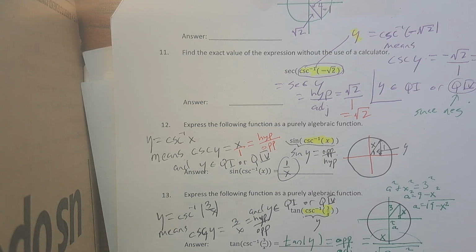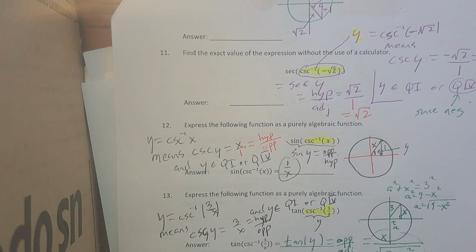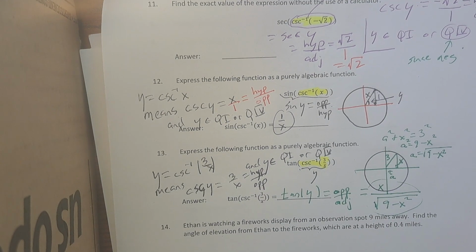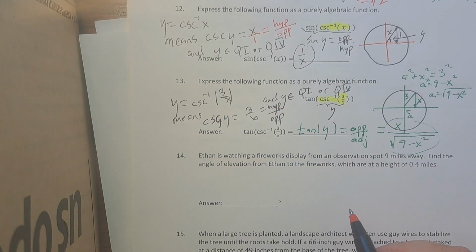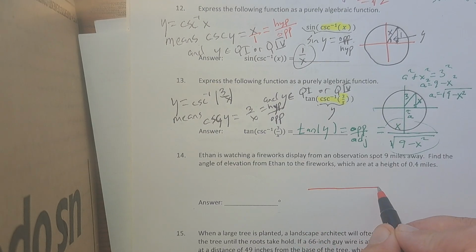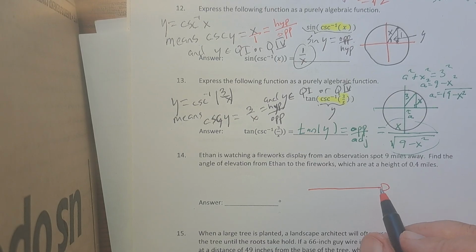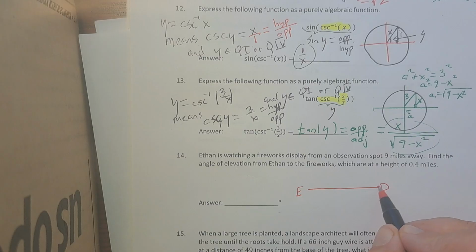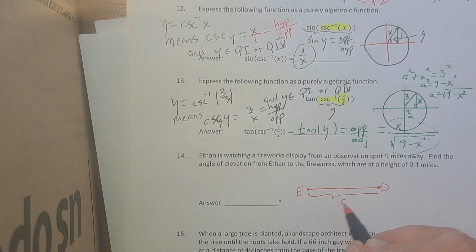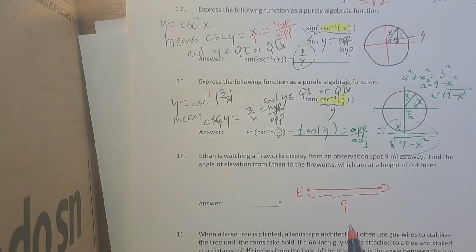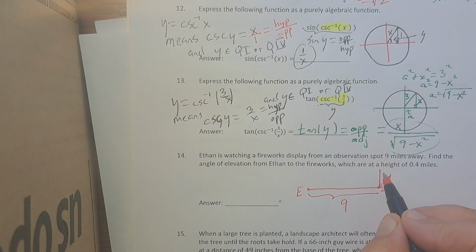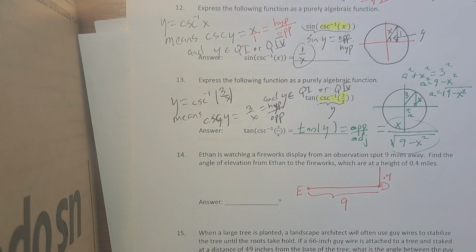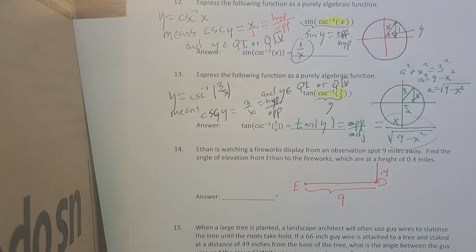Okay, let's see what we've got going on here now. It says that there's a fireworks display, and this guy named Ethan is 9 miles away. So we're going to call this the display, and then we're going to put Ethan 9 miles away. It says that the fireworks are 0.4 miles up. So we've got those two sides, and I'm asked to find the angle.